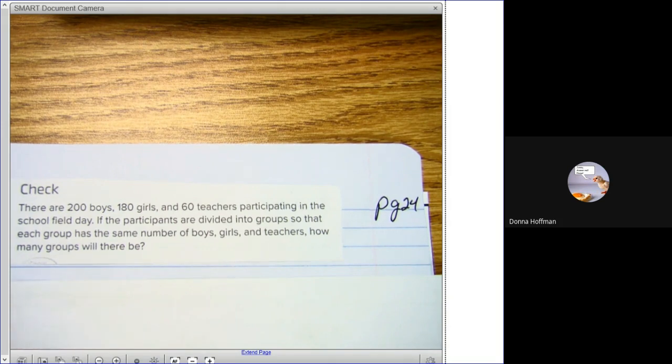So you're going to pause the video right here, and you're going to do those 3 steps to find the greatest common factor. That will tell you how many groups can be made for the school field day. Pause the video.